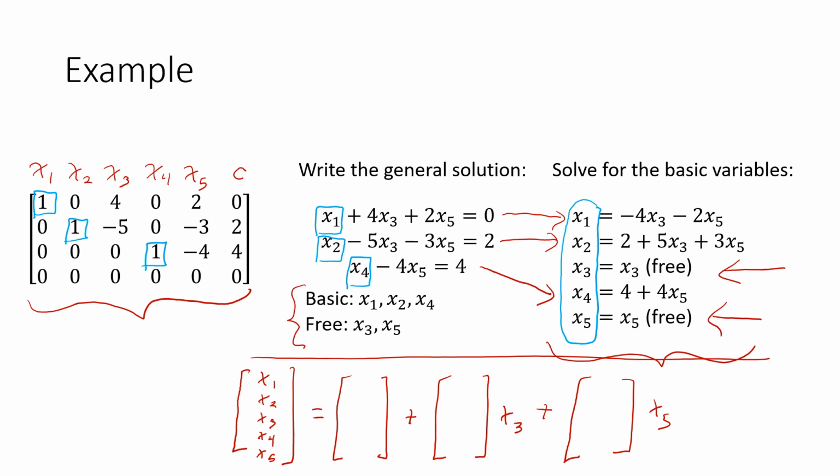So what are the constants in each of those equations? x1, there is no constant. x2 has a constant of 2. x3 is free. x4 has a 4. x5 is free. What about the x3s? Well, just look at the equations and see where all the x3s are. We have a negative 4, we have 5, we have 1, we have 4, and we have 0. Now what about the x5s? Look in the equations and see where all the x5s are. Minus 2, 3, 0, 4, and 1. So take this that I just wrote, multiply it all out, and you'll see you come up with those equations that I just came up with.